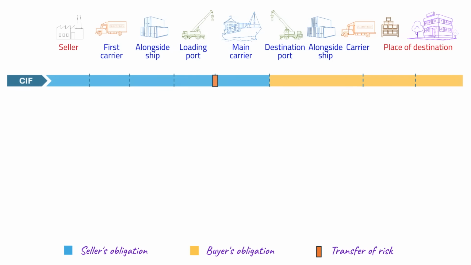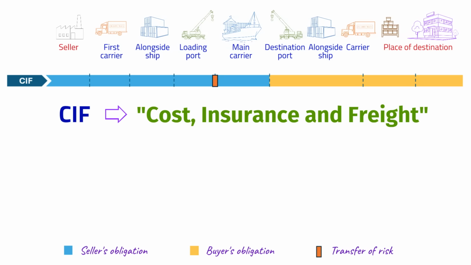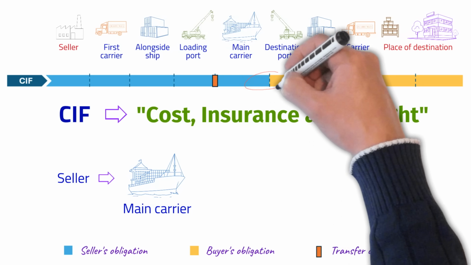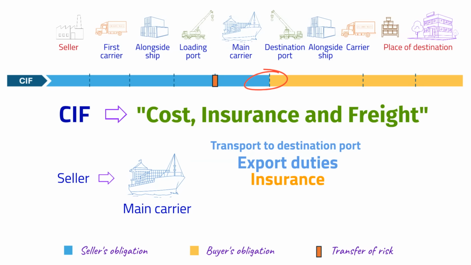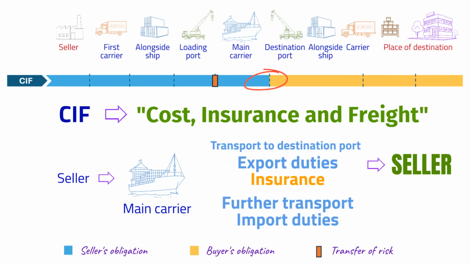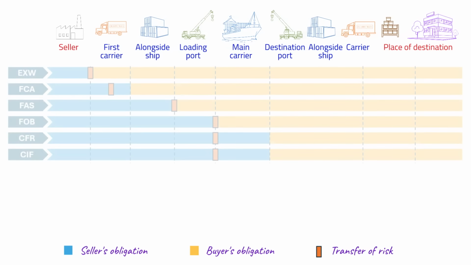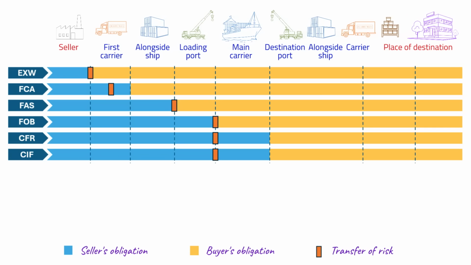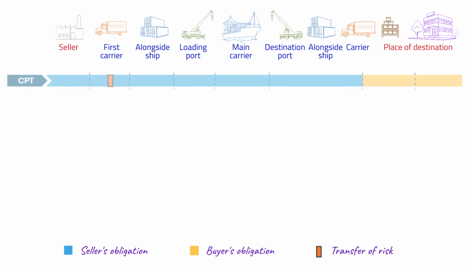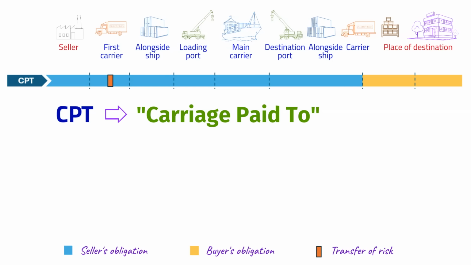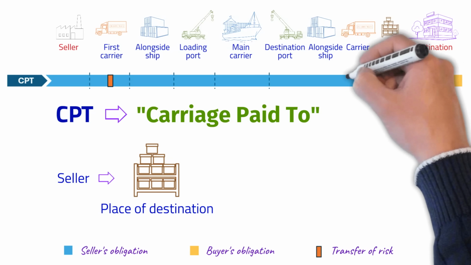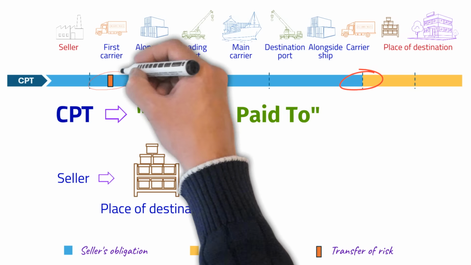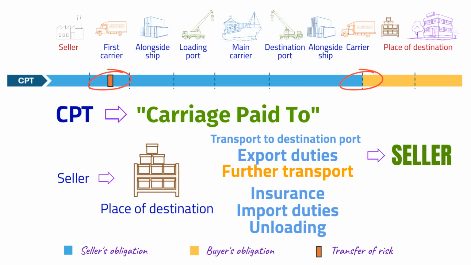Next one is CIF, which means cost, insurance and freight. It is similar to CFR, but the seller also covers insurance for the buyer's benefit during the transit. Risk also transfers at loading on the vessel. And it also applies only to the sea. This term is very popular too. The next one is CPT or carriage paid to. The seller pays for carriage to a destination point, but the risk transfers already when the goods are handed over to the first carrier. More costs for the seller.